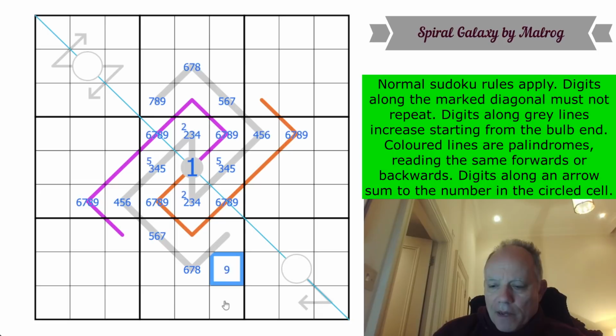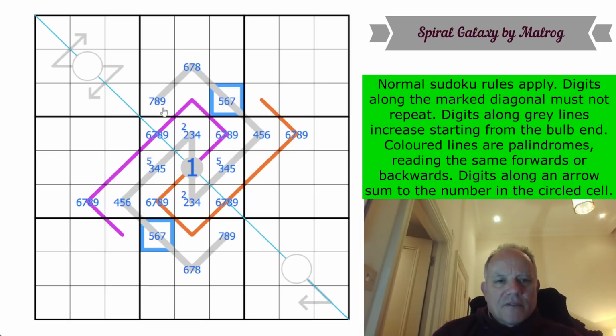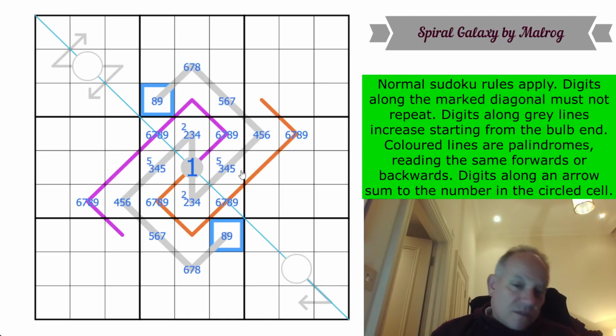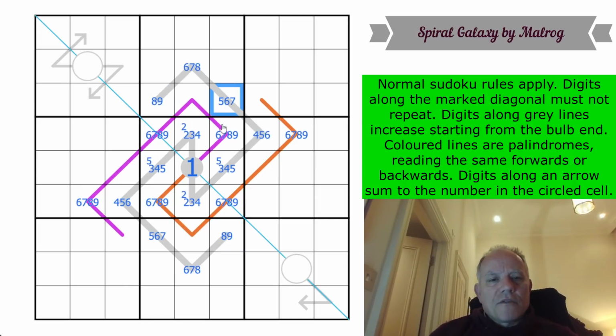Oh, I put that in the wrong place. Sorry, 7, 8, 9 there. One of these at least is a 7, and that means these two cells can't have a 7 in. Which probably doesn't do a lot. These two can't be the same. That's another reason they couldn't both have had a 7 in.